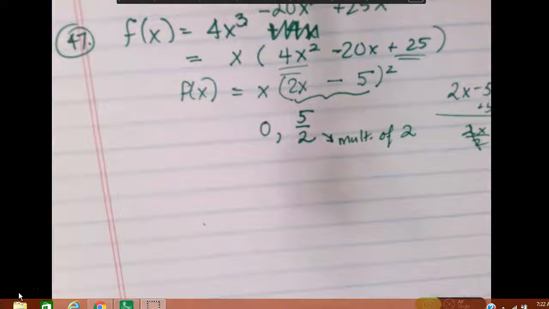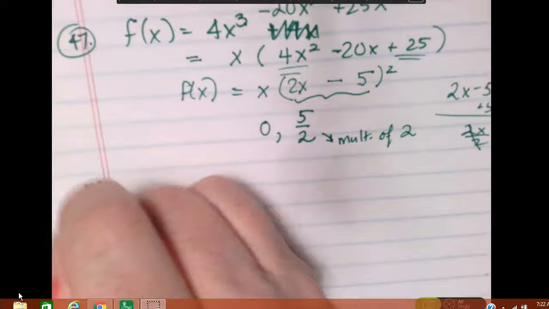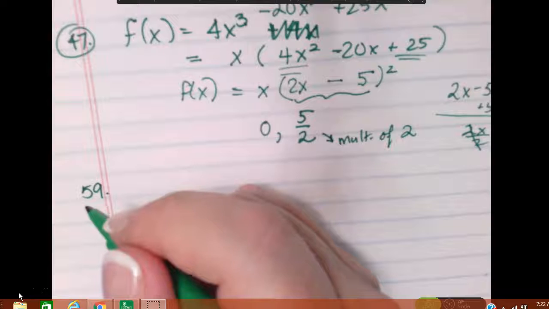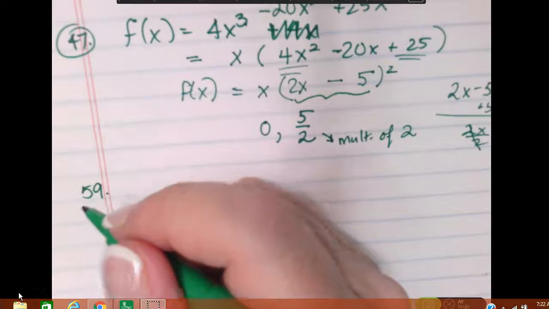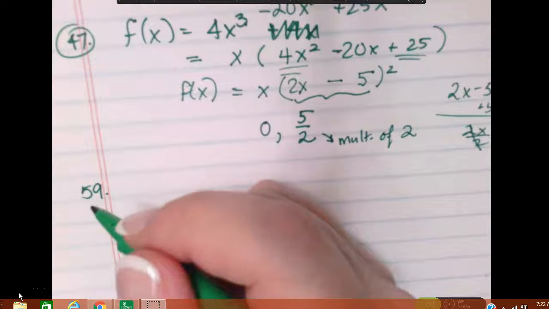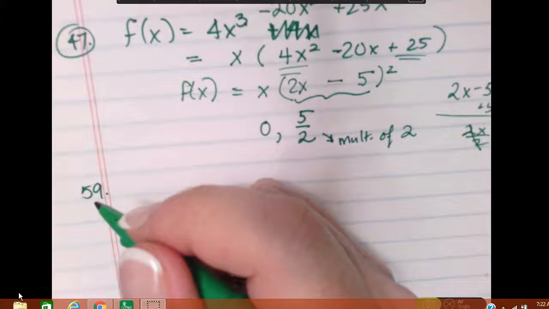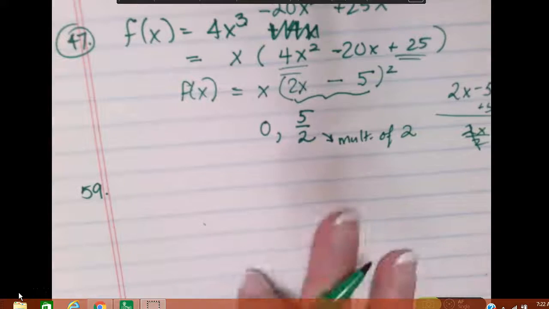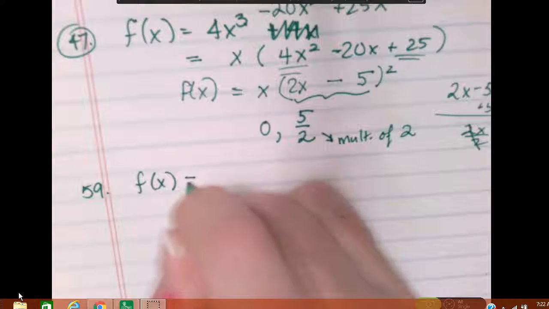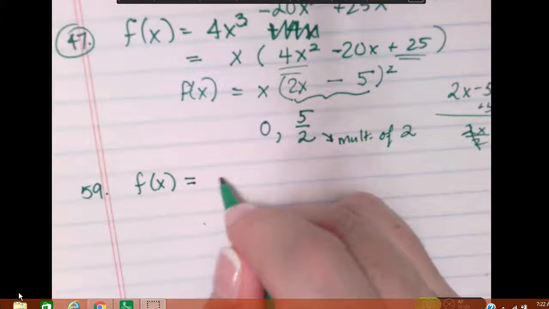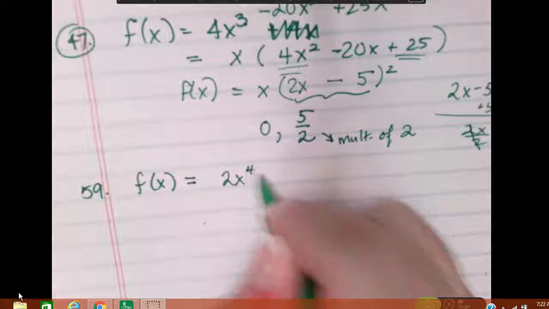So number 59, it looks like we have a new set of directions. I want to use a graphing utility to graph the function and approximate any real zeros and relative extrema. I don't know if that's a vocab word we've talked about yet. So let's take a look at what happens when we graph it, and then we'll talk.